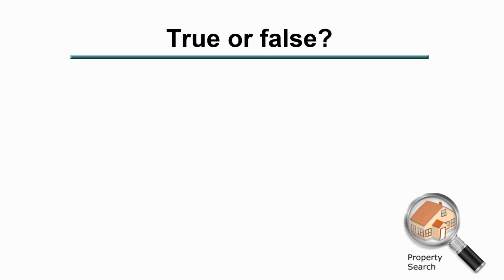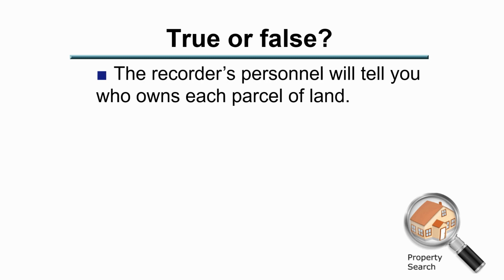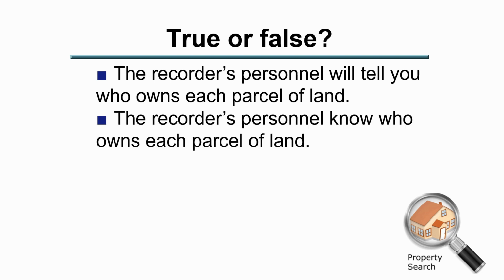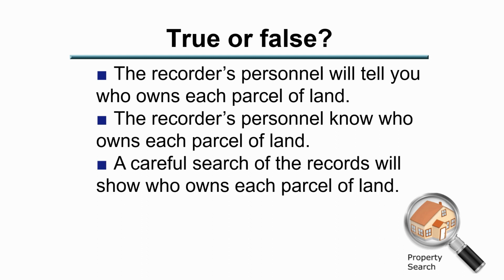Before we explore the system in detail, a few true or false questions to illustrate how the system is designed and what it's set up to do. First, true or false, the recorder's personnel will tell you who owns each parcel of land. The answer, of course, is false. That isn't their job. True or false, they know who owns each parcel of land. Once again, false, except by coincidence. They don't generally know and don't keep track of who owns each parcel of real estate within the jurisdiction.